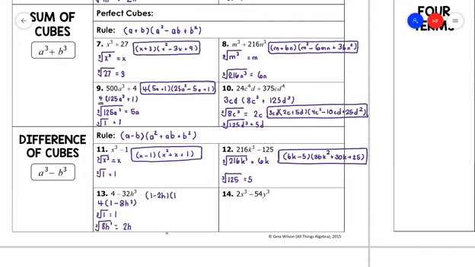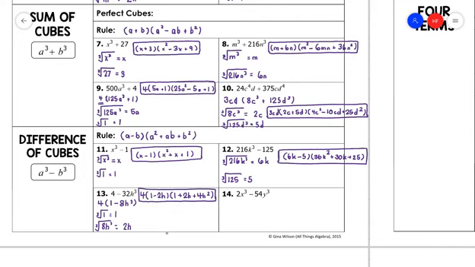Square the first term, still 1. Opposite sign, squish them together, multiply, still 2h. And then the last term squared, 4h squared. We did take out a 4 in the beginning, so we make sure that we put that back before we box our answer.